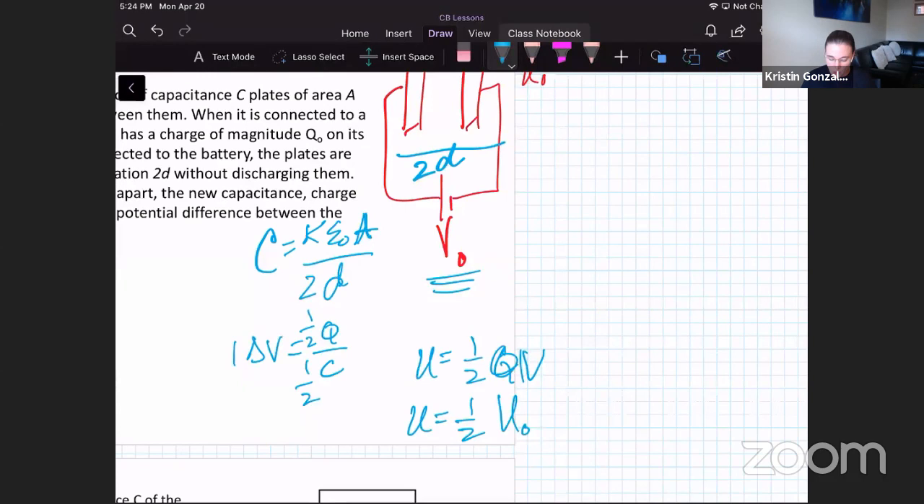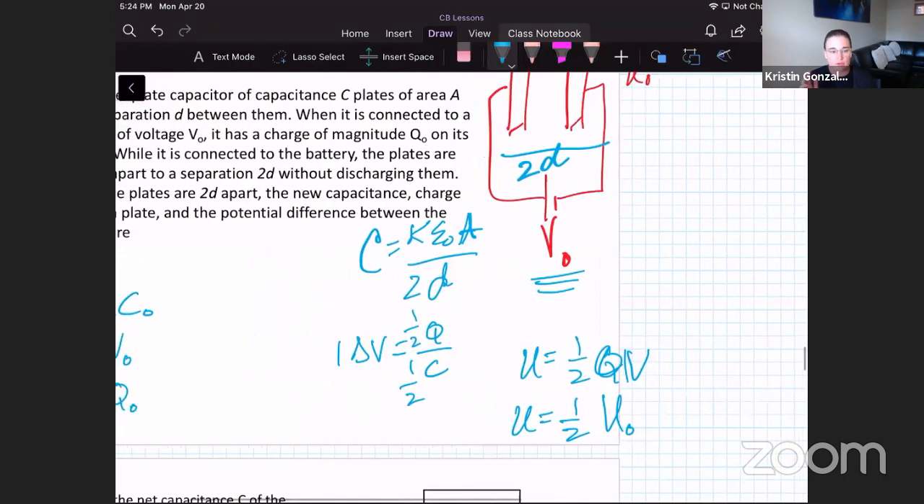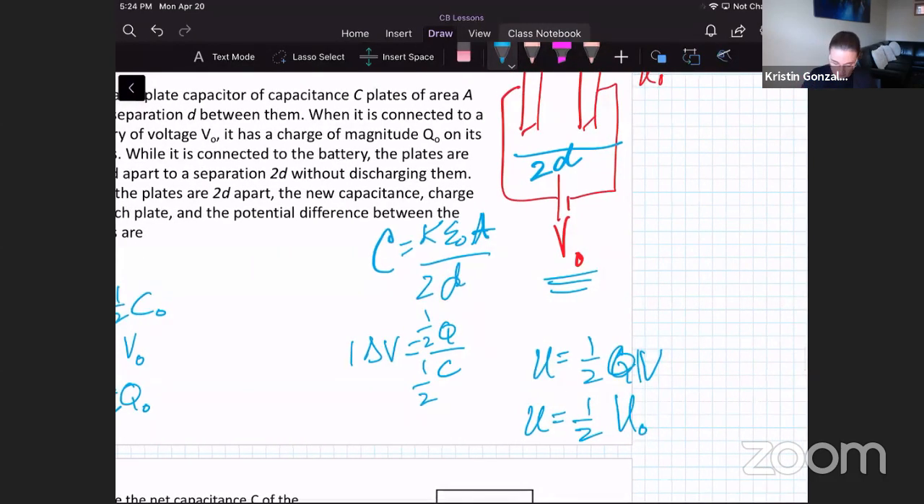Okay, so always be thinking about what's going to stay the same, what's going to change, what are those relationships, and how will that affect all of your variables.